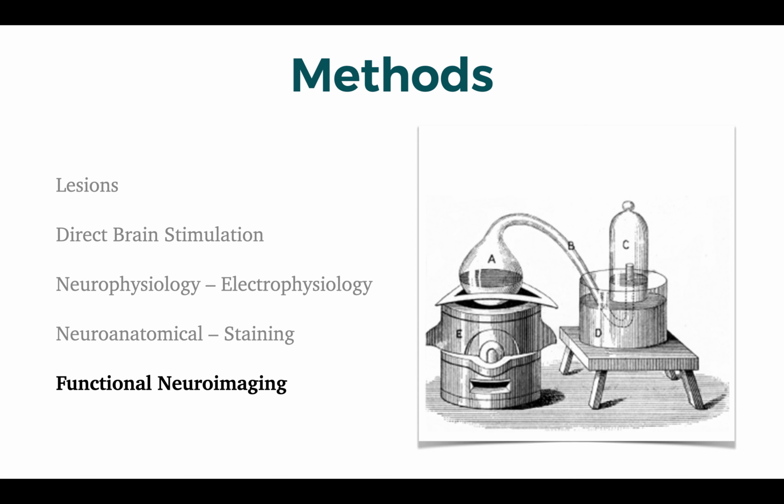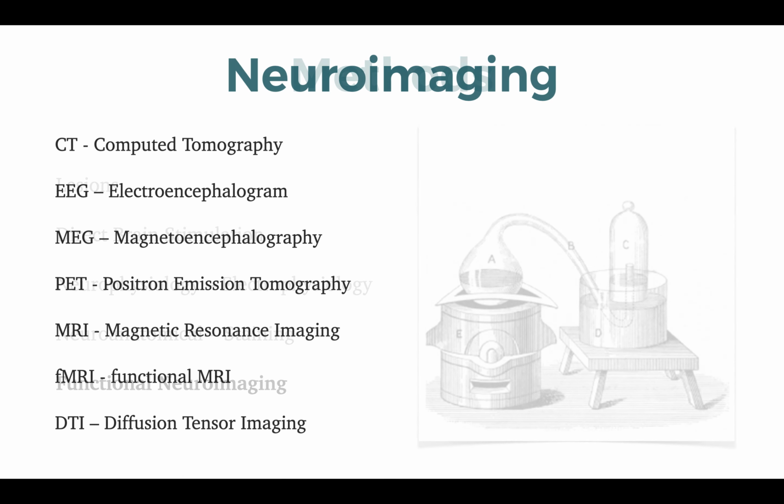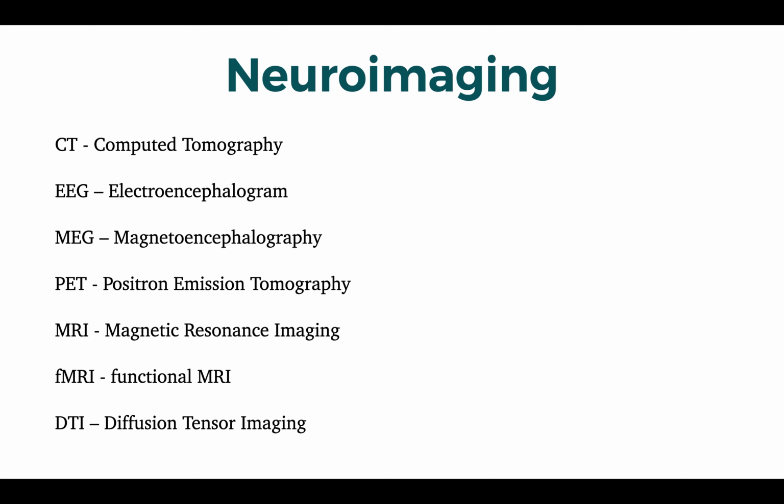So this is where we left off in the last lecture. Okay, these are all of our different big groups of methods, approaches that we take to connecting cognition to brain. So let's look at some of these sub-approaches in neuroimaging.